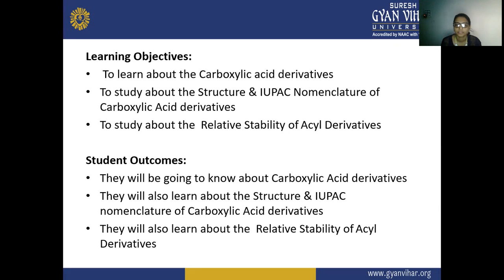about carboxylic acid derivatives, meaning what a carboxylic acid derivative is and what its structure is, and how we can nomenclate it, meaning we can give names according to the IUPAC system of carboxylic acid to these derivatives. And also we are going to learn about the relative stability of acyl derivatives. So let's start the topic.